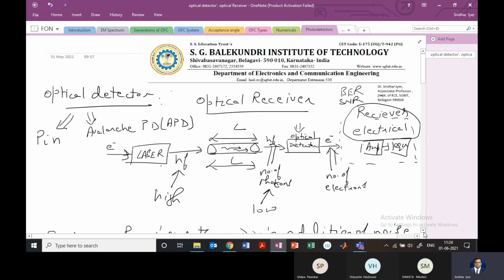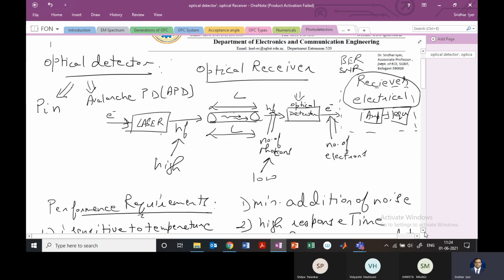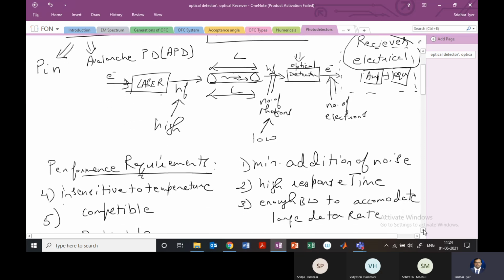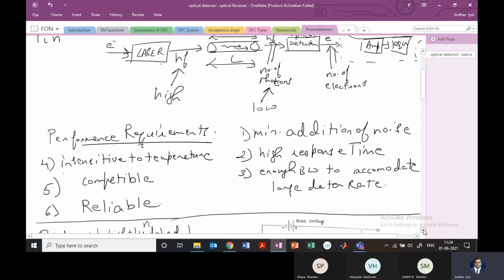detector, wherein the detector's job is to see how many photons are incident on it, and how it can convert them to the corresponding electrons. And then those electrons go into the receiver, and then a decision is made on whether bit 1 or bit 0 was transmitted, right? So that is the job of the optical receiver. So we discussed what are the performance requirements of the optical detector.